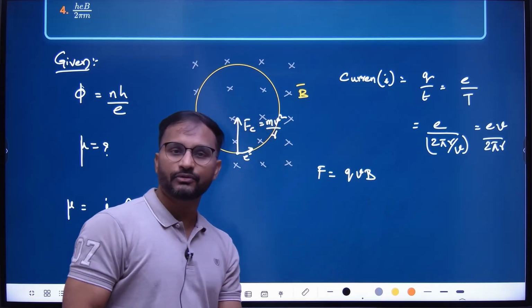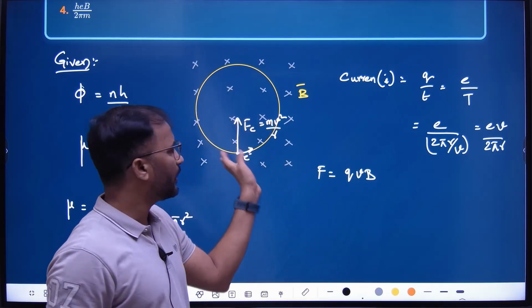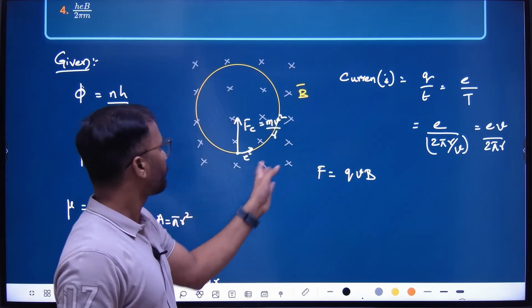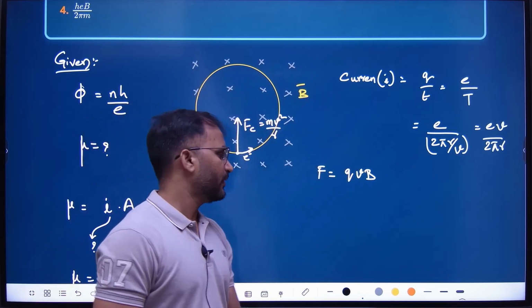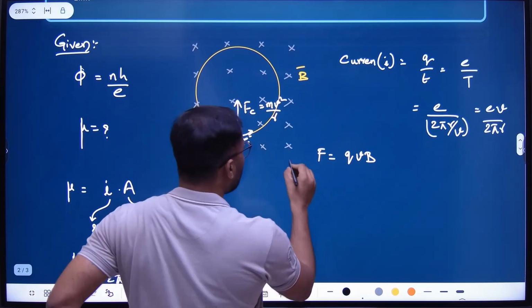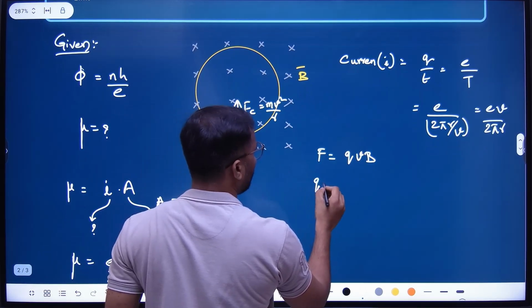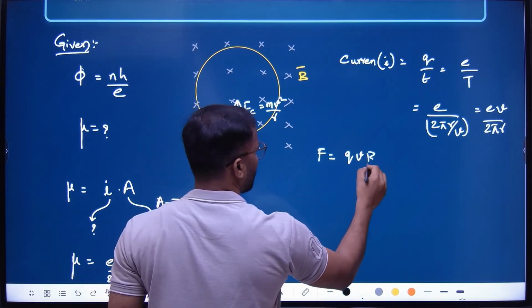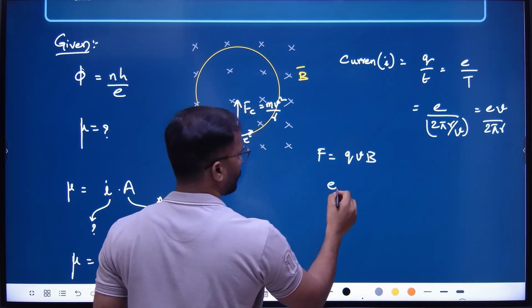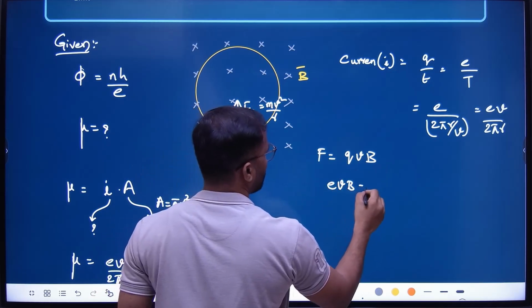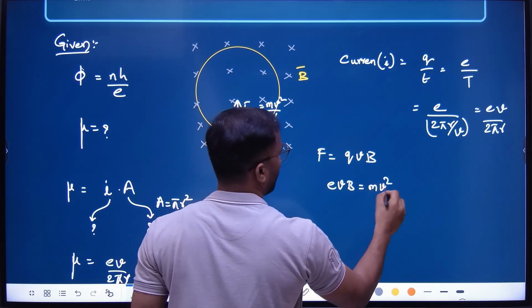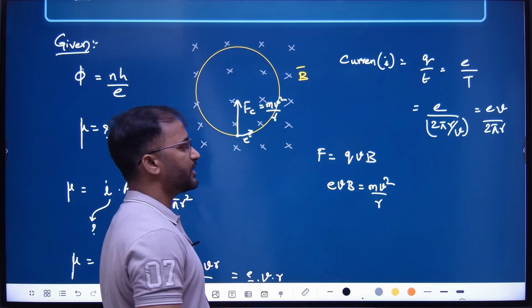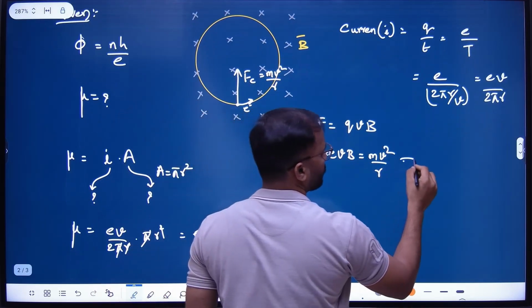That's the magnitude of the force, because v and B are perpendicular. Only then will the circular motion happen, right? So in other words, what I can say is qvB, where q is the charge of the electron, e. So evB is equal to mv square by r. This is my second equation, and from this, what do I get?